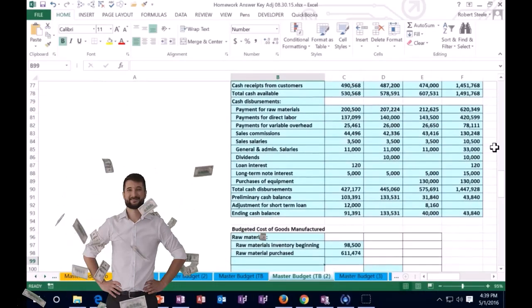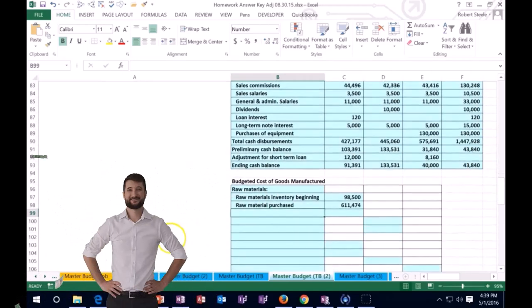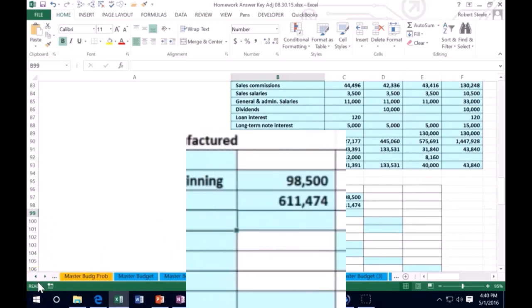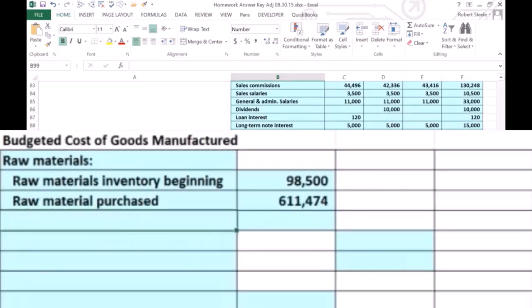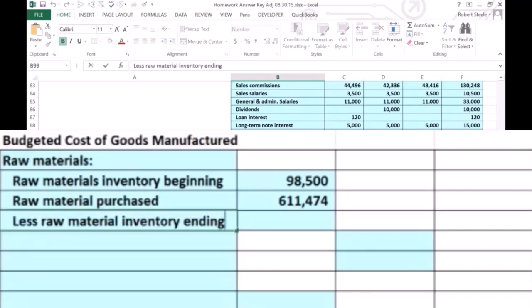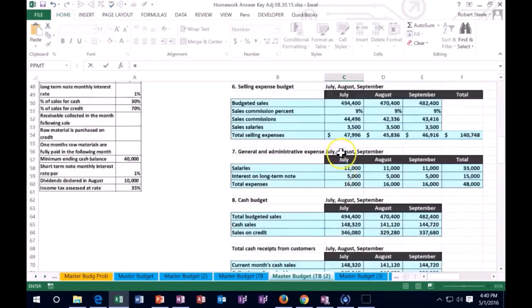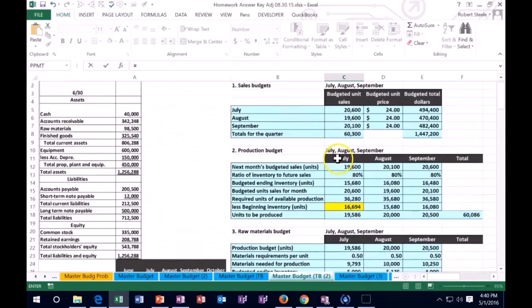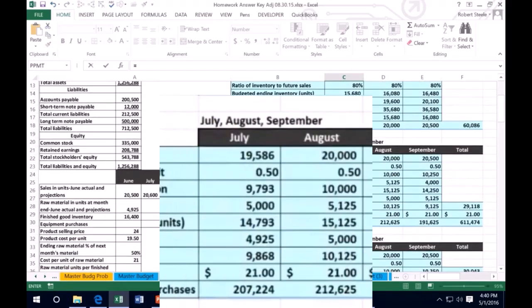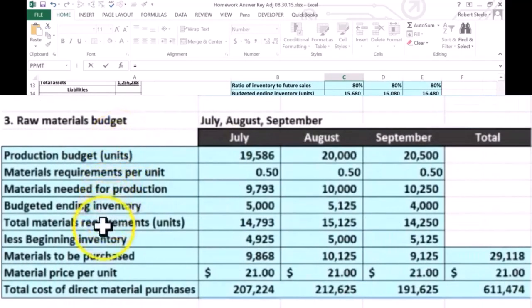That's what we purchased. Then we're going to subtract from that the raw material at the end, the raw material that's still in there. Note that this is very similar to our cost of goods sold calculation for a company that sells inventory, basically. So less raw material inventory at the end, ending raw material inventory. We're going to select equals. We're going to go back up to our raw materials up top. So we're looking for where we calculated the raw materials. Here it is, part number three. And you can see that here we have the ending inventory, materials purchased, materials price. Here's the budgeted ending inventory, 4,000 units.